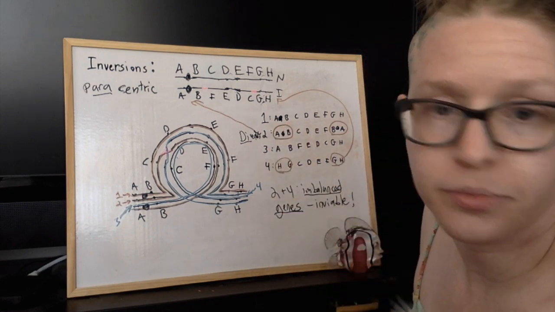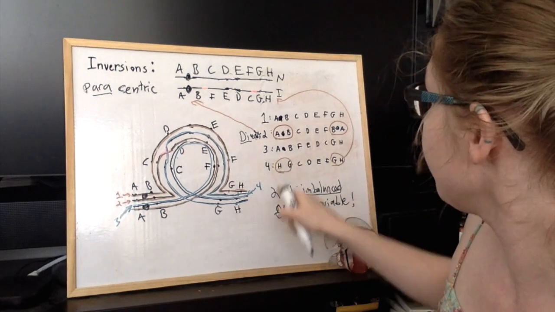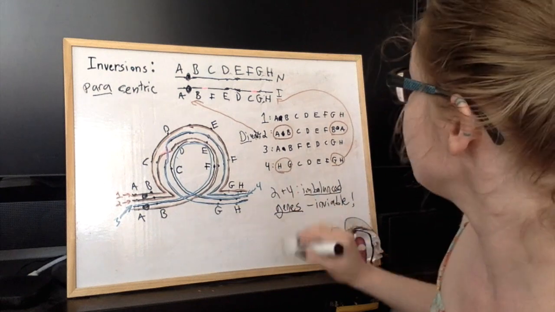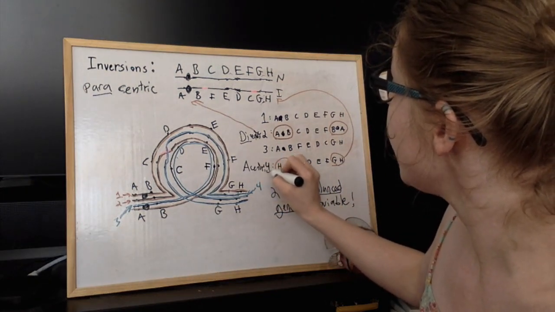Dicentric. For 3, we have 1 centromere between A and B. For 4, genes A and B are missing. Therefore, its centromere is missing, and this is acentric.